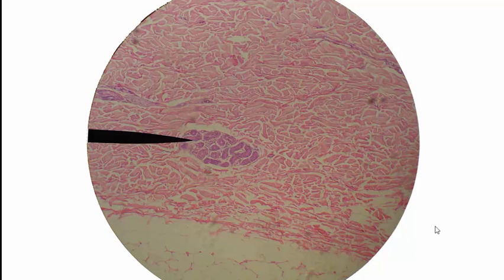Another image, same structures in view. What's the pointer on? Pointer is on this structure here, and that is an eccrine sweat gland or sweat gland. What's the major layer up here? That's the dermis. And what's the major layer down here? Hypodermis or subcutaneous layer.